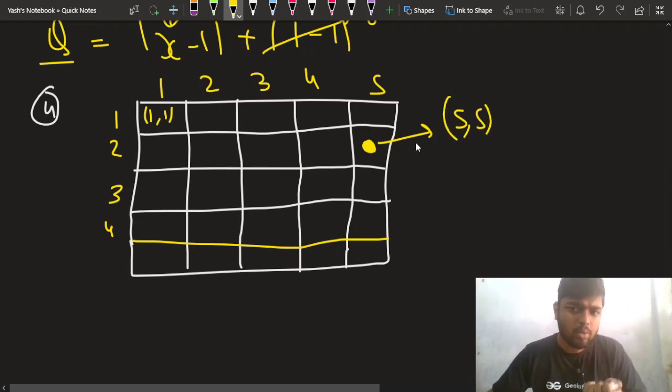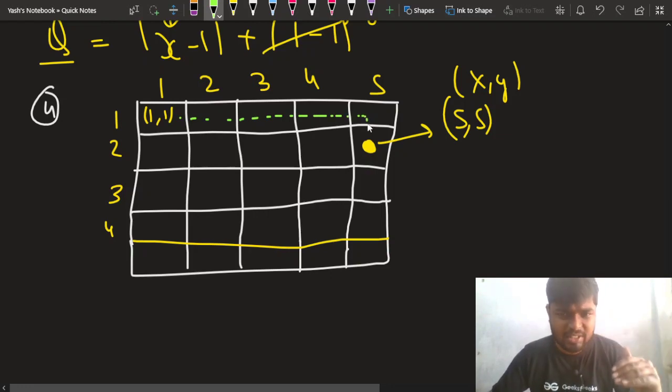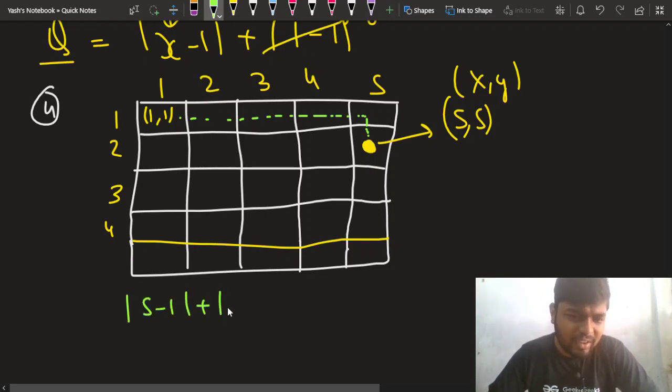So I want to tell you, actually this is not known. Okay, x comma y is not known, but you know the distance between the two. So what will be the distance between the two? You can see that this much you will be traversing in this direction, and this much you will be traversing in this direction. So that will be nothing but the absolute value of 5 minus 1 plus 5 minus 1, right?